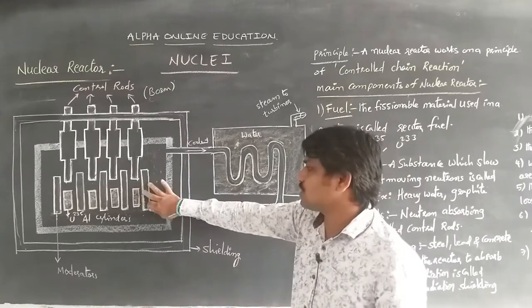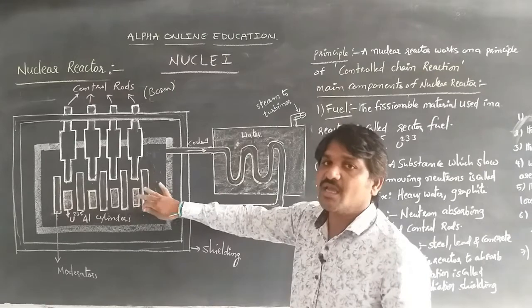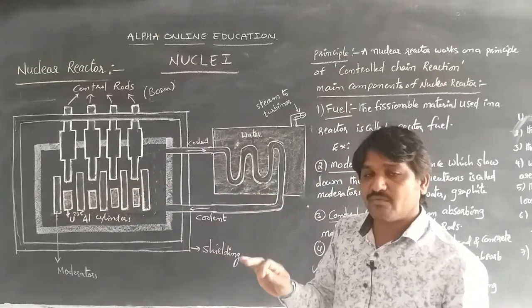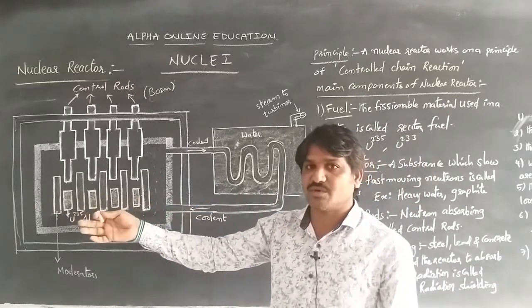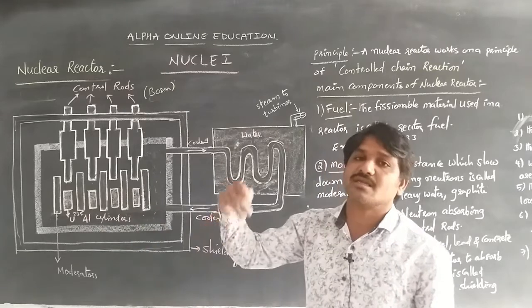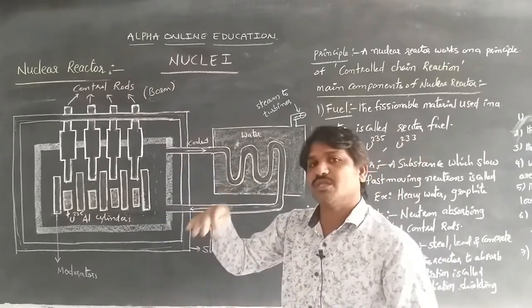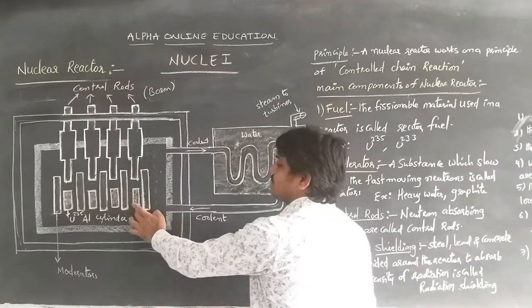Whenever the neutrons are slowed down, the fission process can go on further. The slowed-down neutrons participate in another fission process and emit another 3 fast-moving neutrons, and the moderator slows down their speed also.